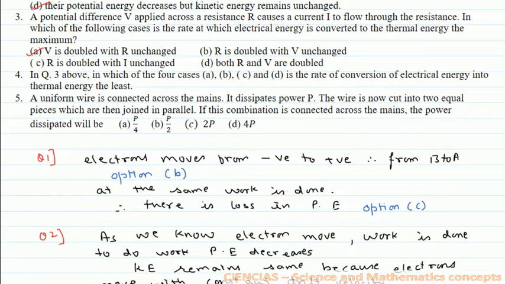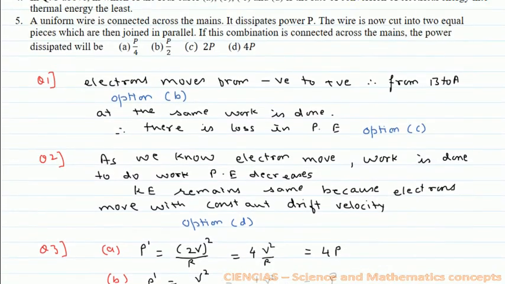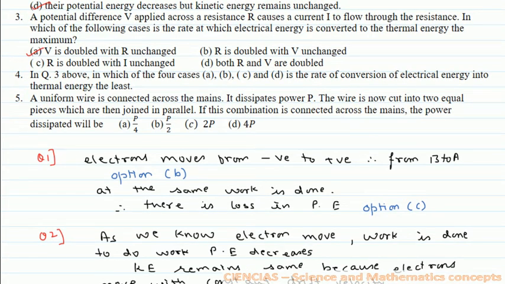Now in the fourth part of the question, in question 3 above, in which of the four cases A, B, C and D, is the rate of conversion of electrical energy into thermal energy least? So we have seen here in question part 4, least is B case. So directly we can solve it from the above portion. Option will be B, that is least. So here we put the answer. The least is for B part.